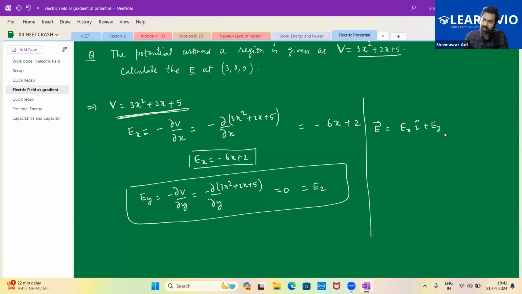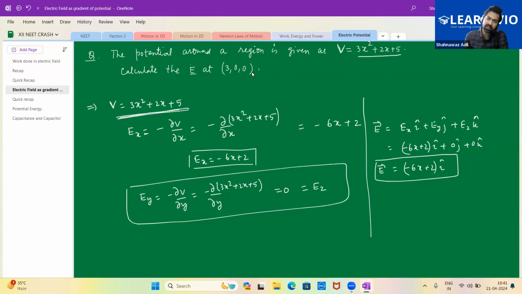Plus Eyj and then Ezq. So the electric field is simply minus 6x plus 2 I hat, plus 0j and 0k. So this is simply minus 6x plus 2 I hat. This is the electric field. Now we want to find out this electric field at 300.